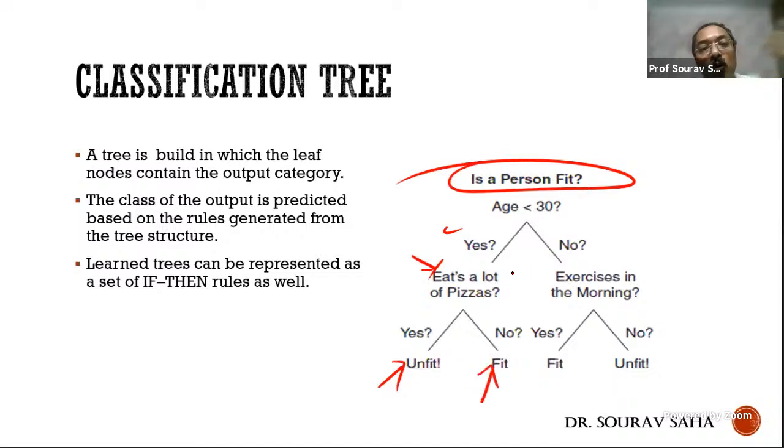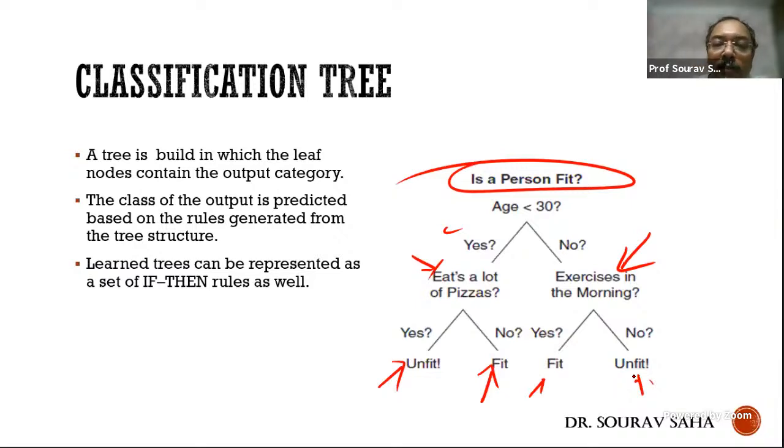If the age is more than 30, that is when your metabolism comes down. Then probably you ask whether this person exercises in the morning or not. Yes, fit; no, unfit. Very simple if-else rules that you can form from the decision tree.